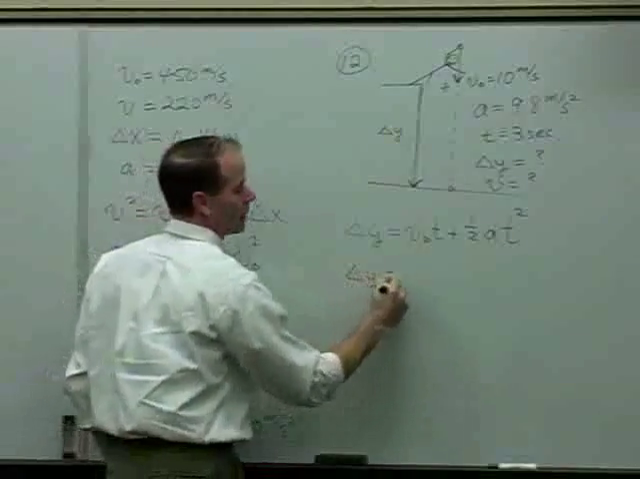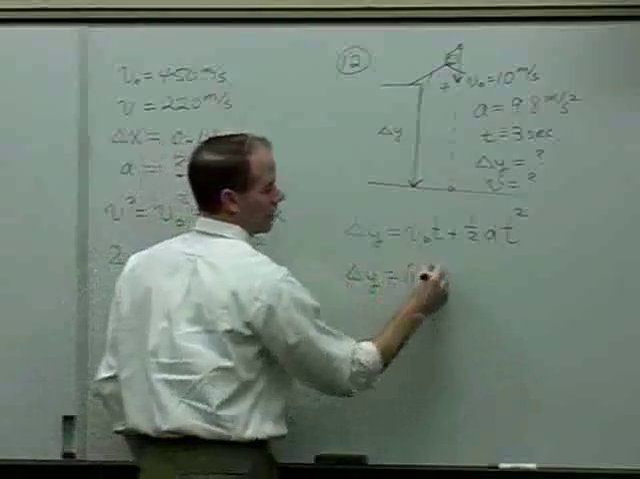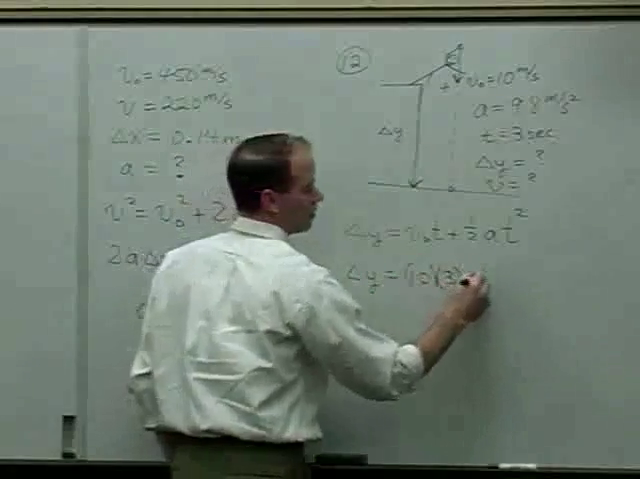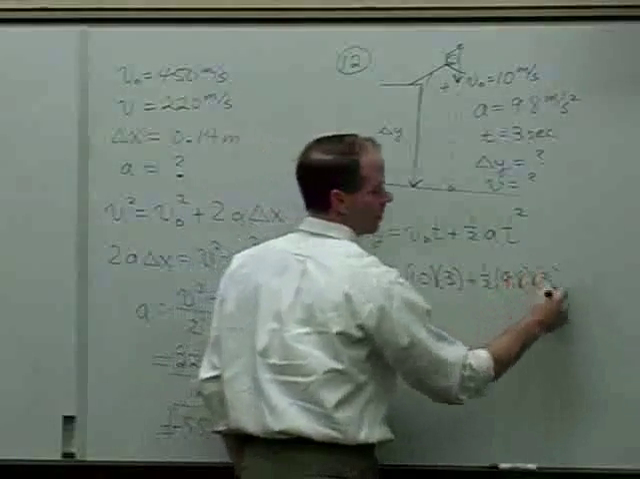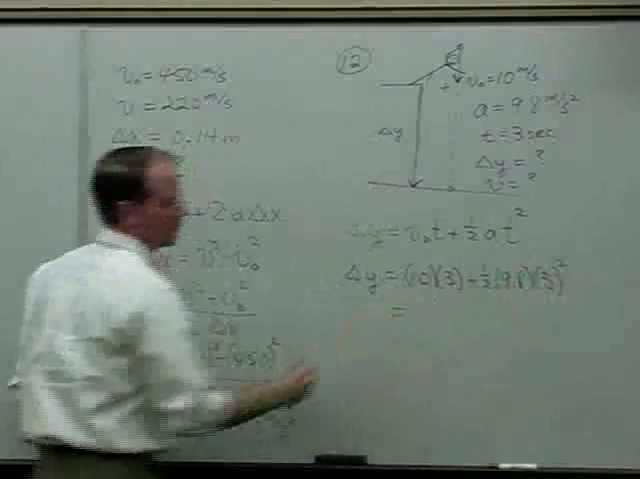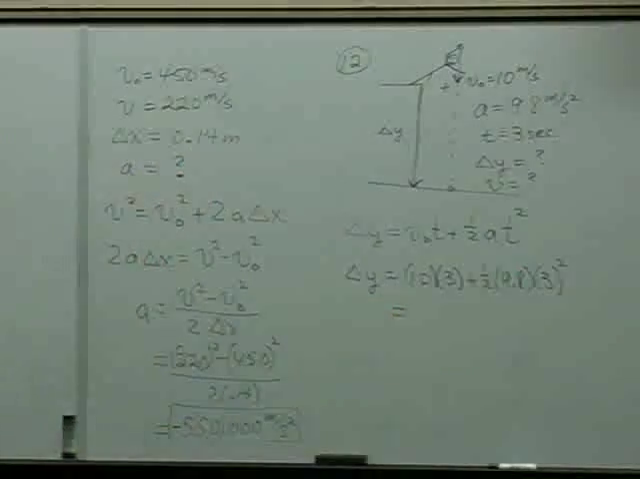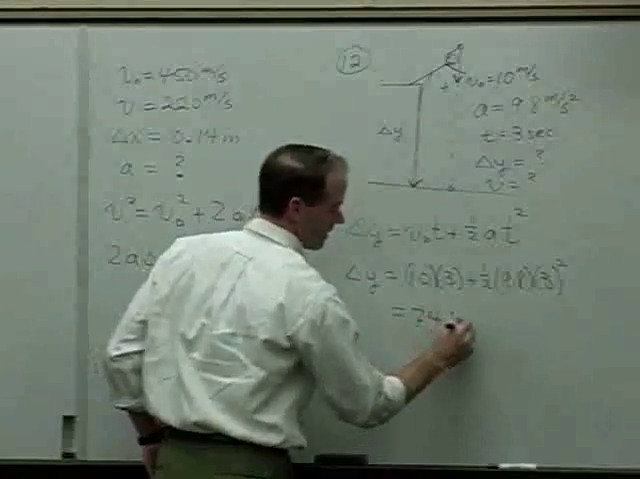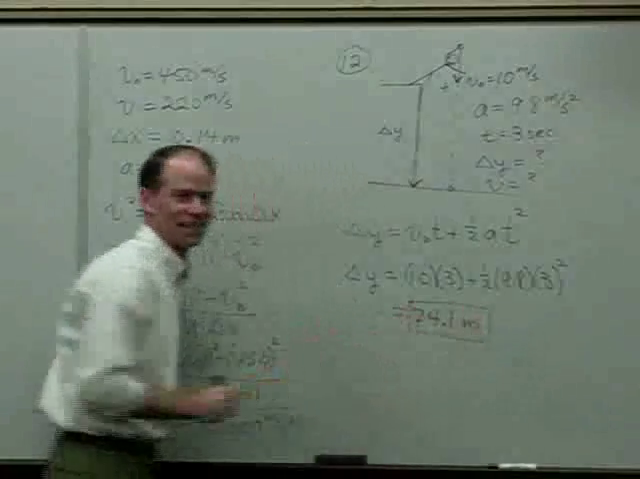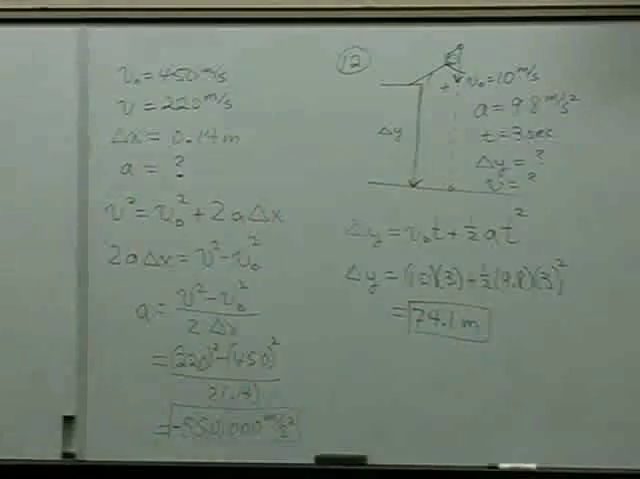All right, delta y equals initial velocity 10 times time 3 plus 1/2 times acceleration 9.8 positive times 3 squared gives me 74.1. Did we do this problem before? Yeah, we did. Probably say the same thing too, right? Once it hits the ground, all bets are off.